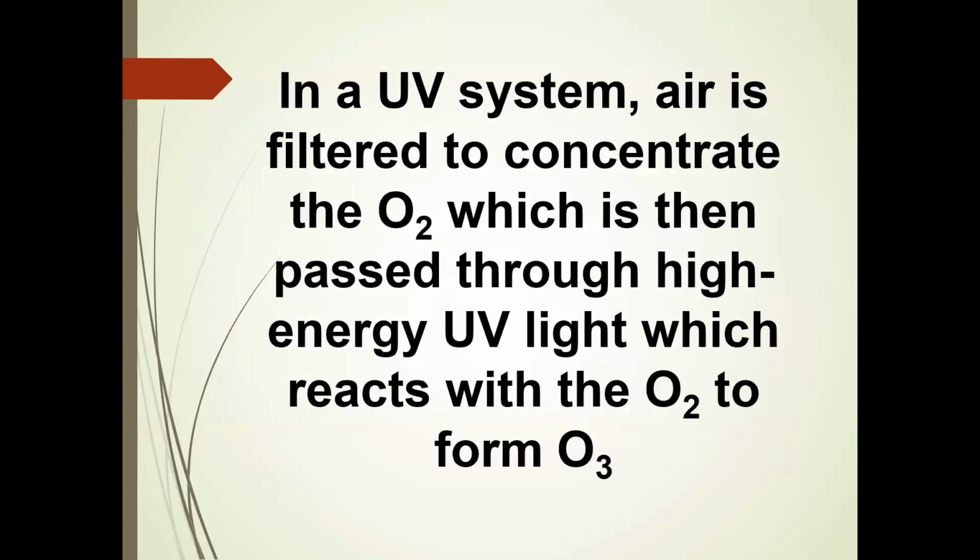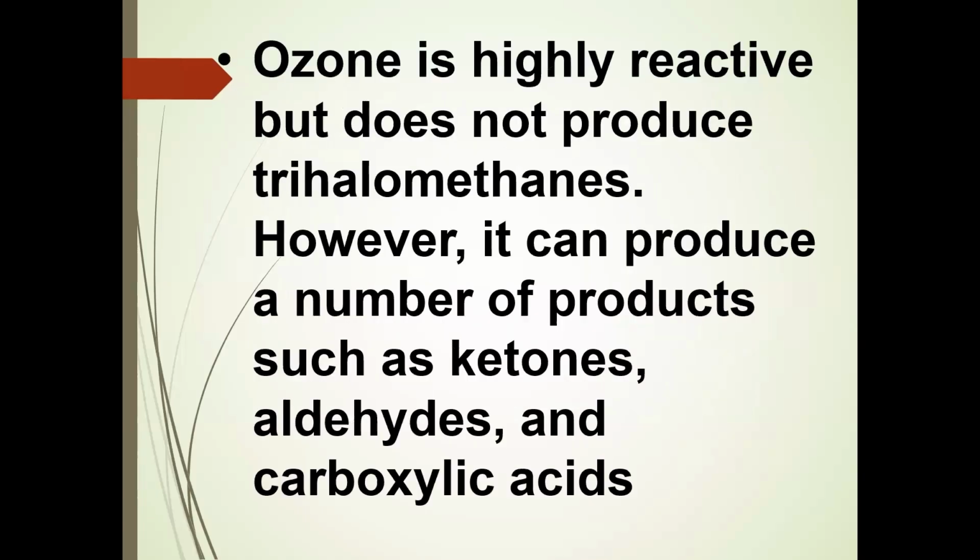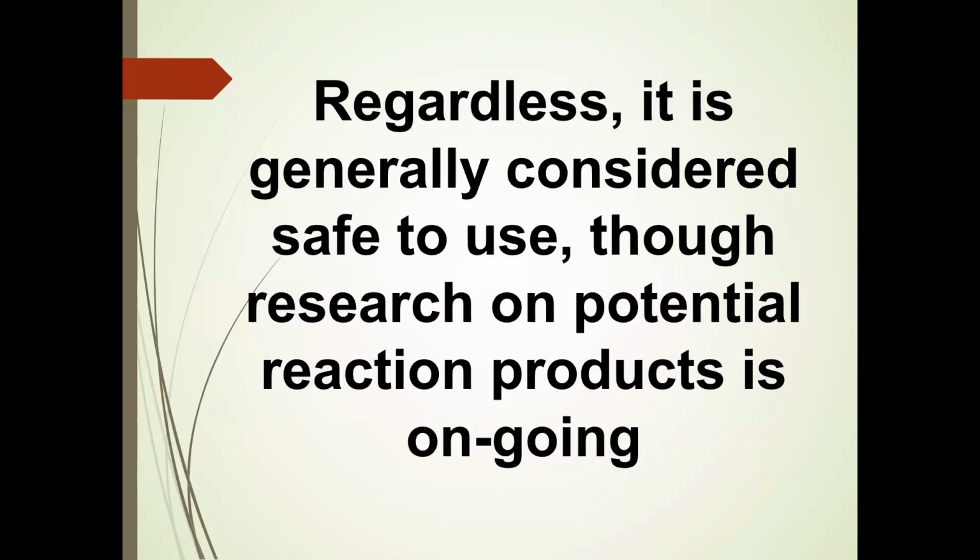With the UV system, air is again filtered to concentrate the oxygen, which is then passed through high-energy ultraviolet light, which reacts with the oxygen to produce ozone. Ozone is highly reactive, and though it does not produce trihalomethanes, it can produce a number of products such as ketones, aldehydes, and carboxylic acids. Regardless, it is generally considered safe to use, though research on potential reaction products is ongoing.